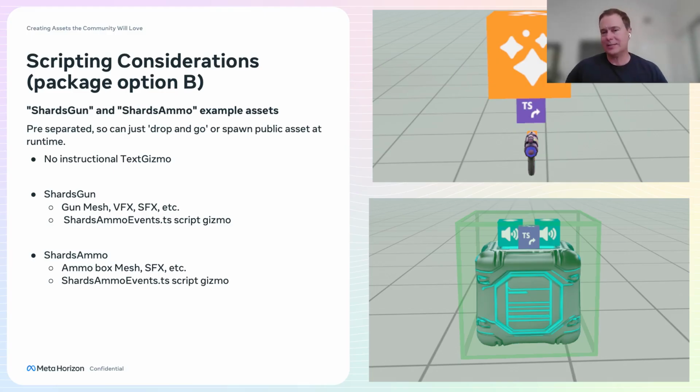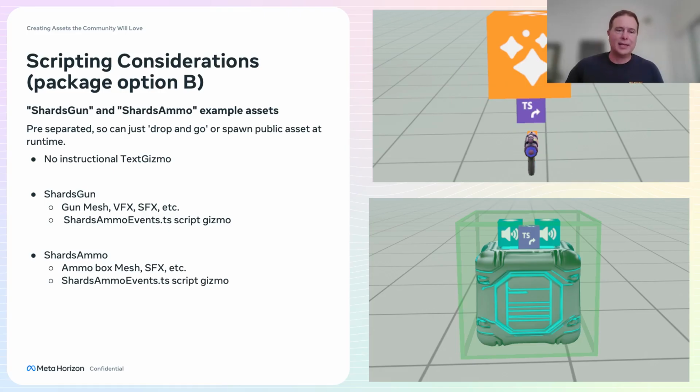These are the same assets, but they're published as two separate assets, as shards gun and shards ammo. Here you can imagine people can just drag these out and go. There's no need to delete anything or ungroup anything. You could even put this in an asset spawner. People would just drag the asset into some asset spawning code. So you don't want to have, for instance, a text gizmo or weird things grouped together. You just want it to be the gun or just the ammo.